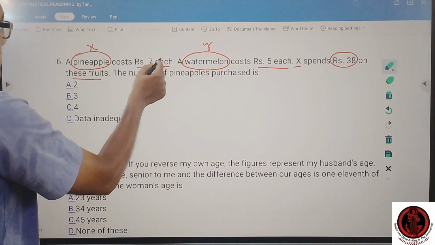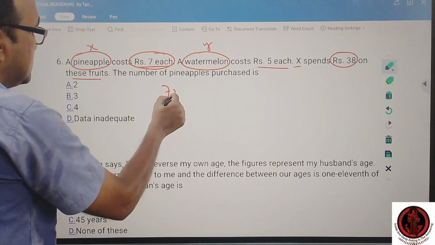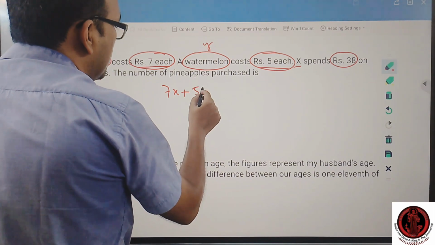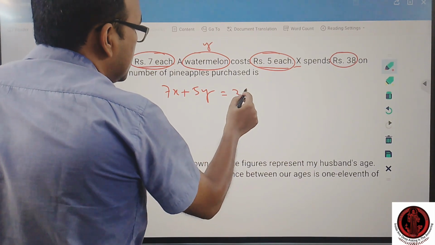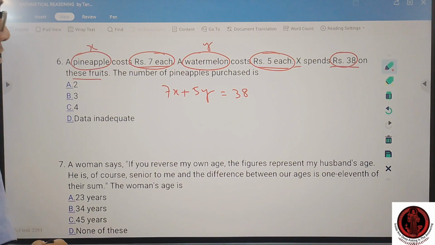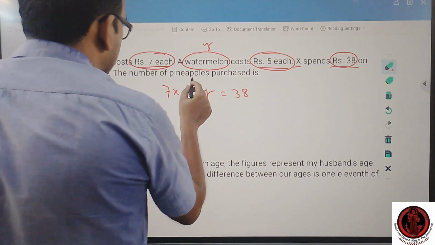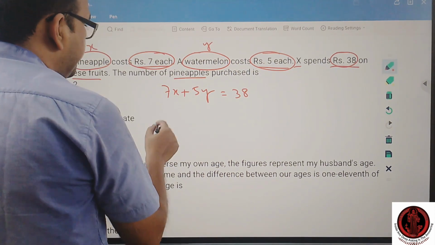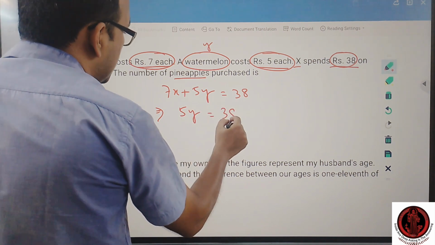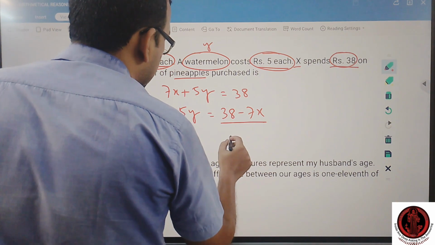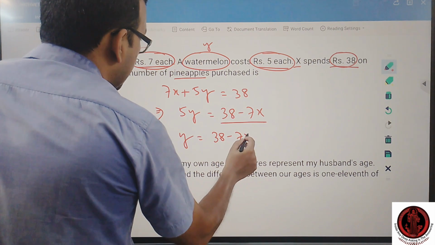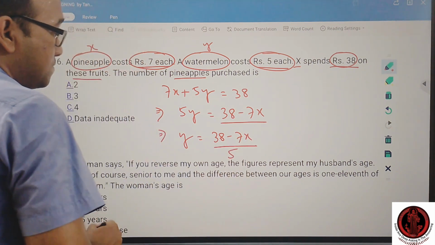So X pineapples at 7 rupees each, so total 7x. Each watermelon is 5 rupees, Y watermelons are there, so 5y. Total how much? 38. So 7x plus 5y equals 38. Now the question is the number of pineapples. So 5y equals 38 minus 7x. Y equals 38 minus 7x by 5.